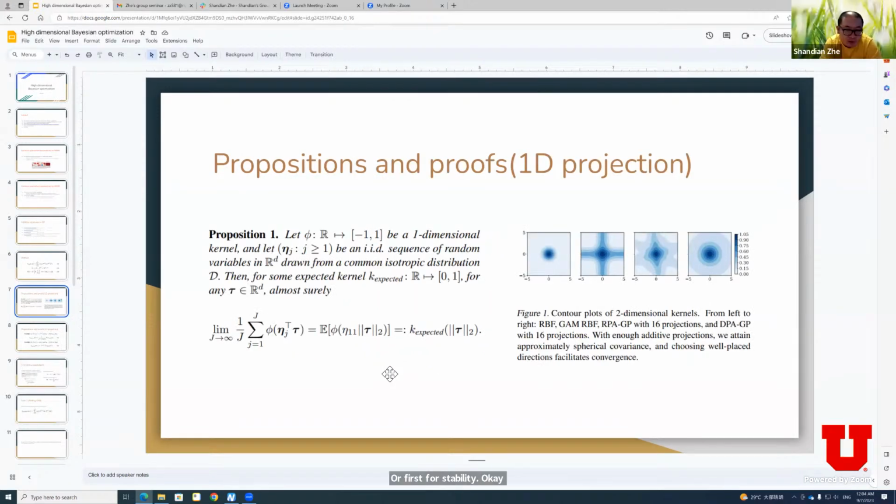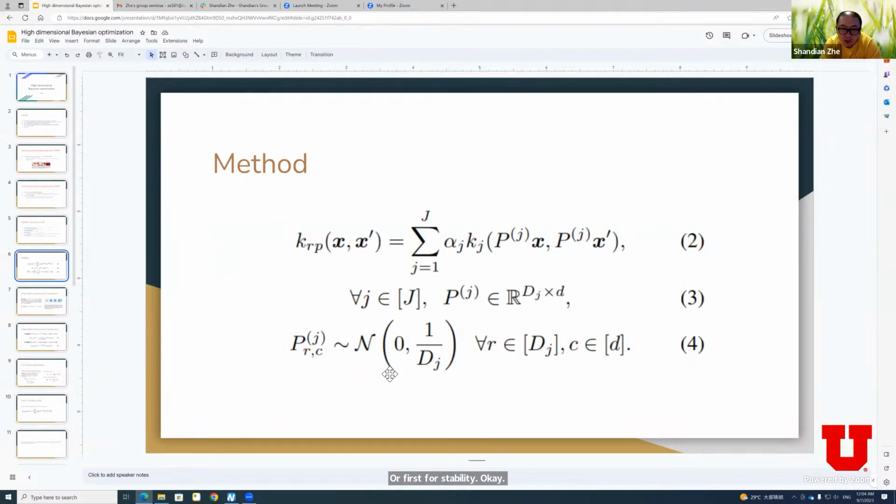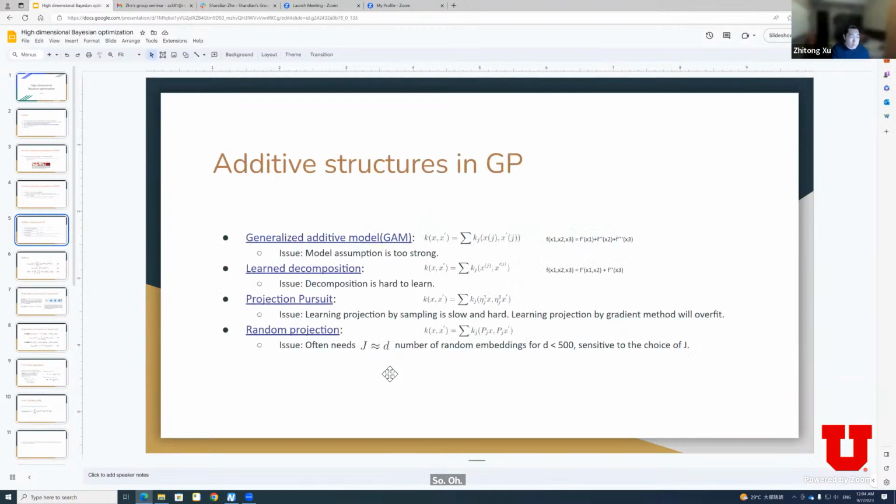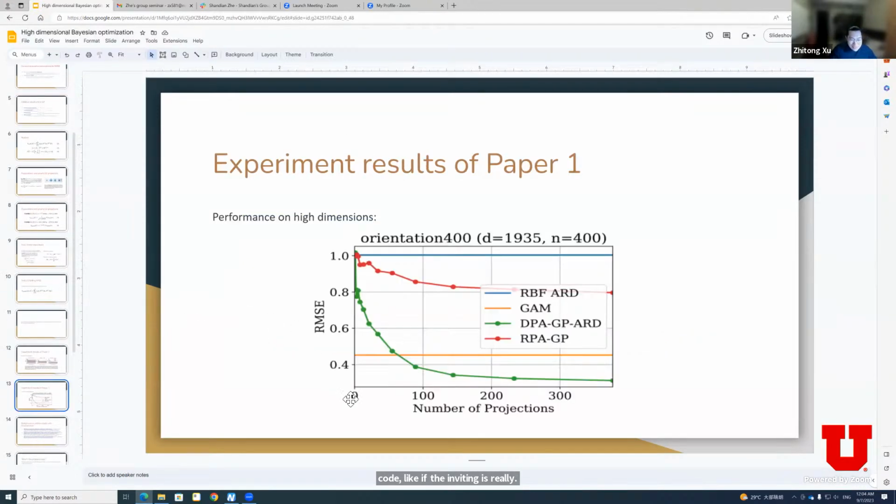So what's the choice of J? Zhitong, what's the practical choice of J? Can you go back one slide before? They didn't actually provide it. J is fixed as long as they start the Gaussian process. Normally, I tested their code, and actually I can show you the result. What they did is they increase the number of projections. They do this kind of experiment.